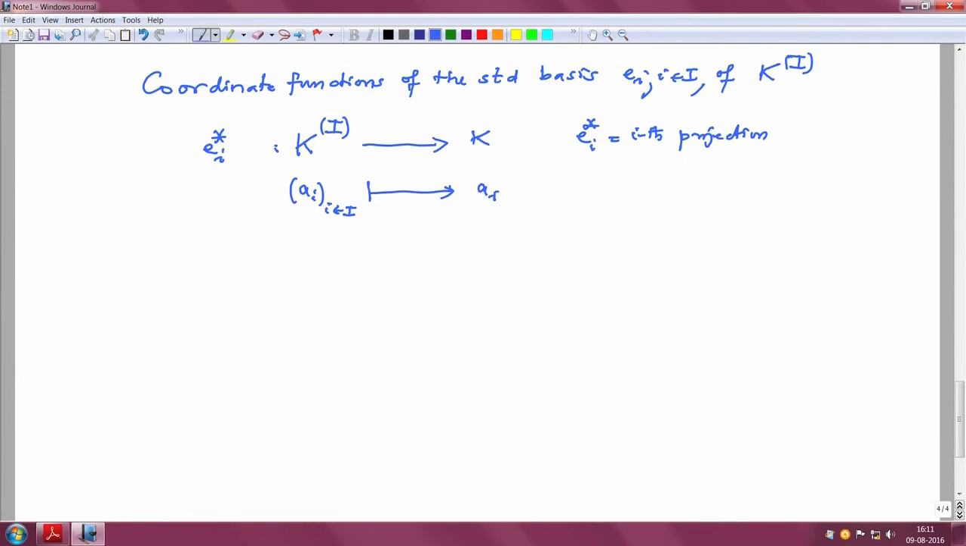Okay. So, let us take a special case, when I is a finite set, say 1 to n.